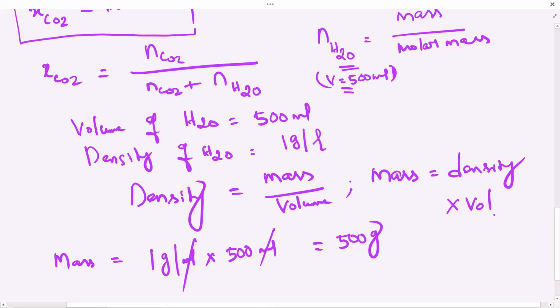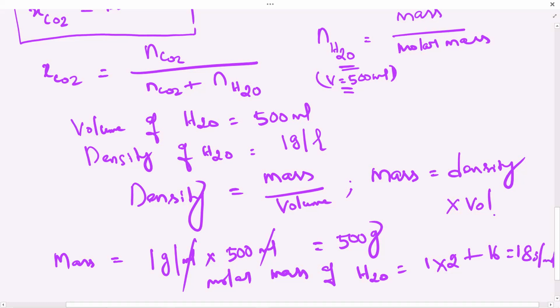So the molar mass of water, we know that is 18. Right? Molar mass of water H2O is equal to 1 into 2, atomic mass of hydrogen is 1 into 2, plus oxygen 16, that is equal to 18 gram per mole. Right?